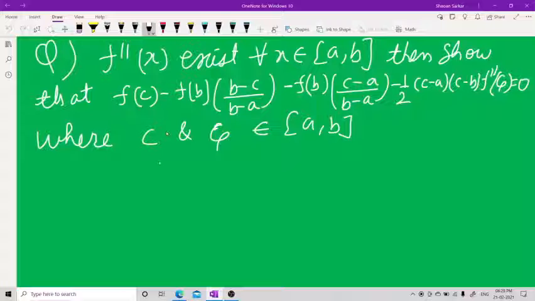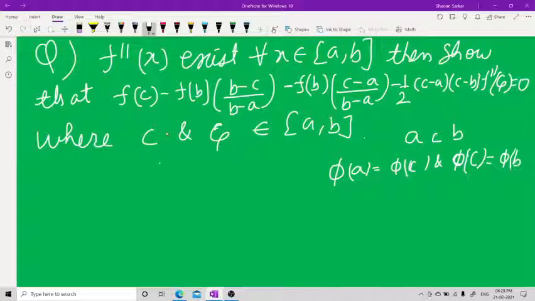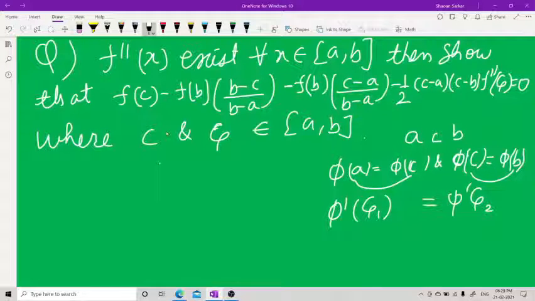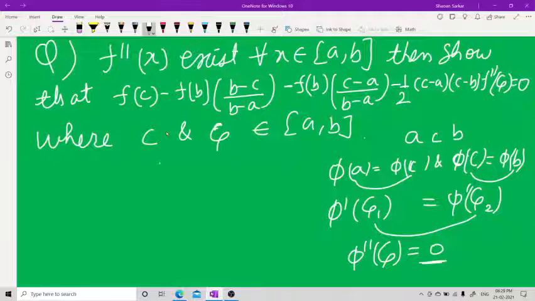if this is your a and b, there is a c in between, such that the function which you define, phi a, should be equal to phi c, and phi c should be equal to phi b. Now in between a and c there is a xi1, and in between c and b there is a xi2. Phi dash of xi1 should be equal to phi dash of xi2, such that between xi1 and xi2 there is a xi, such that phi double dash of xi is equal to 0. This is the concept you need.